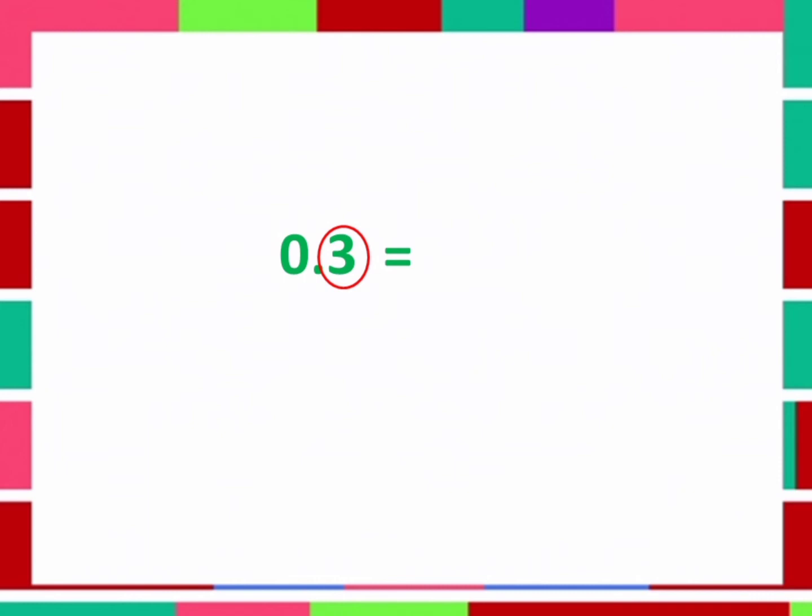So, in this given, 3 will be our numerator o yung 3 yung nasa taas ng ating fraction. And then, there is 1 digit. Meron lang tayong isang digit after the decimal point. So, our denominator is 10. So, therefore, 0.3 is equal to 3 over 10.